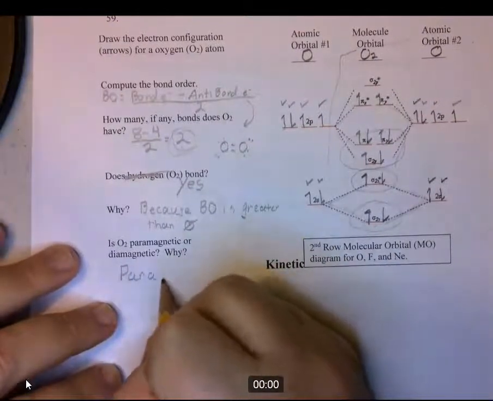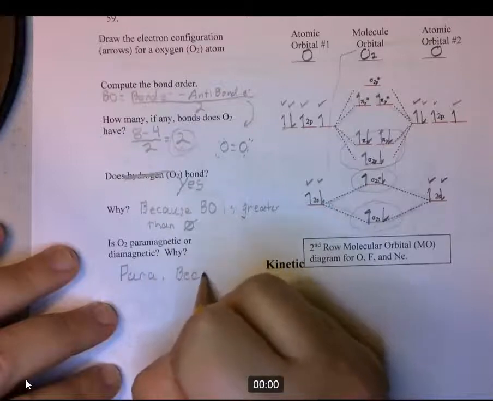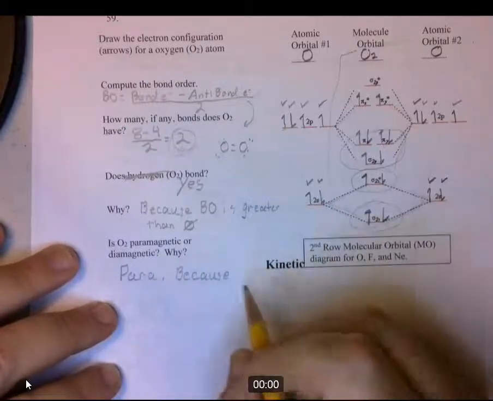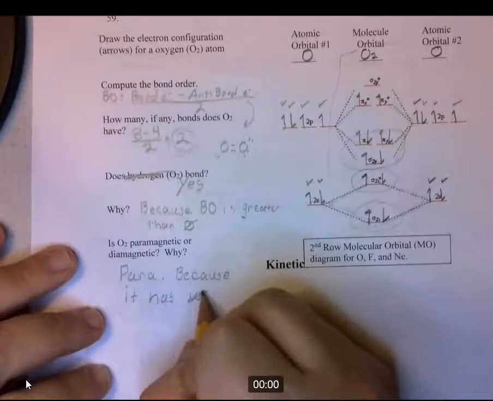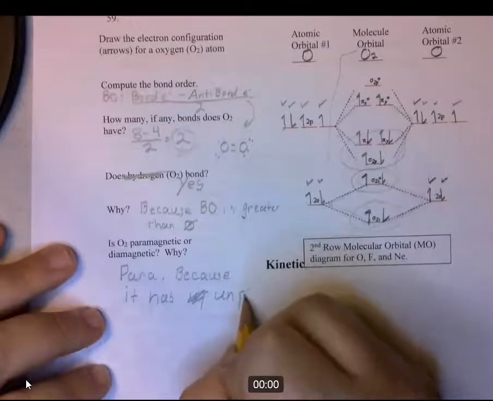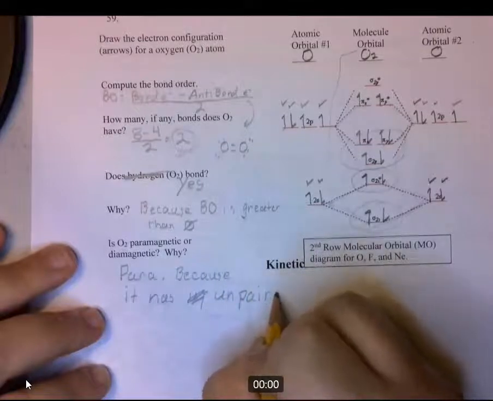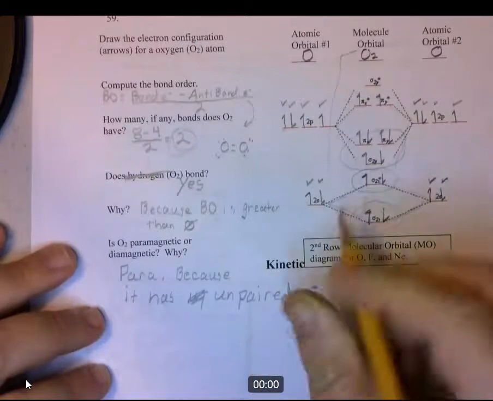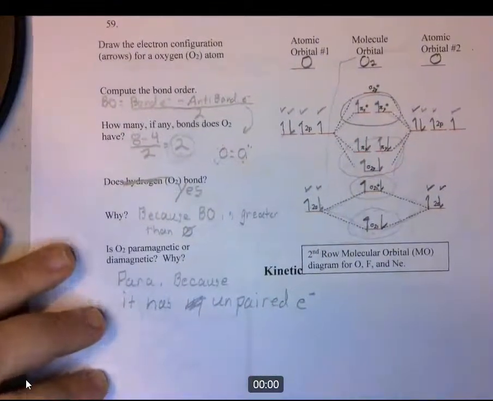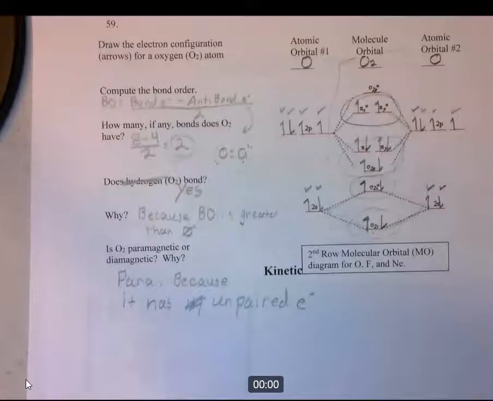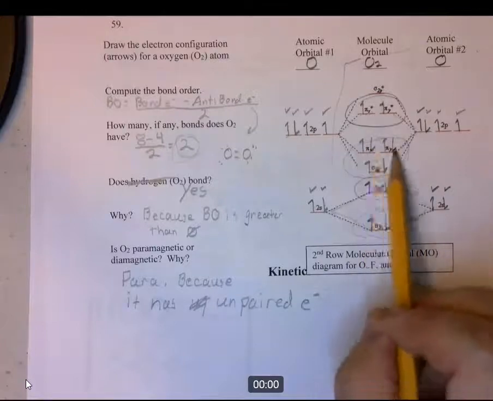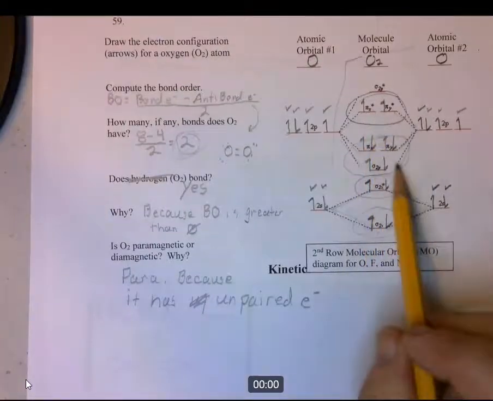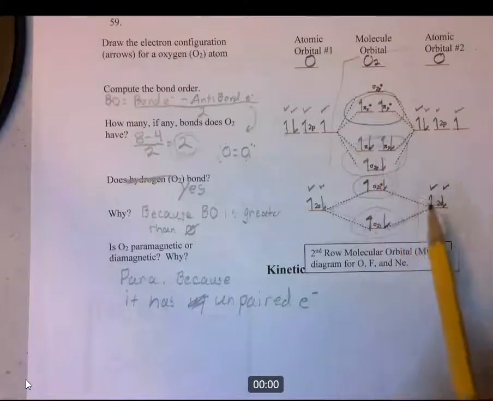Why? Because, very simple explanation, it has unpaired electrons. These two right here. Those are unpaired. If you go 2 elements to the left, carbon, you would have stopped right here. It doesn't have any unpaired electrons. You would have stopped with those. You wouldn't have those two up there, and that would make carbon diamagnetic.